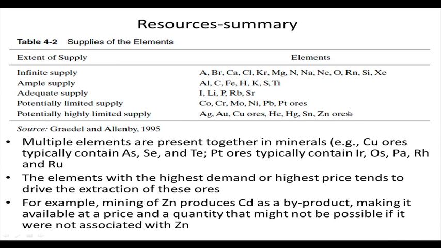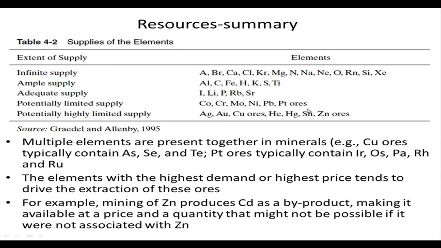Many of these we use for our different usages, especially in a country like India, where gold is in such high demand for marriages and other purposes. People love to buy gold. But gold we have a limited supply, and then we have potentially highly limited supply, then we have potentially limited supply with some other elements, and then we have adequate, ample and infinite supply.